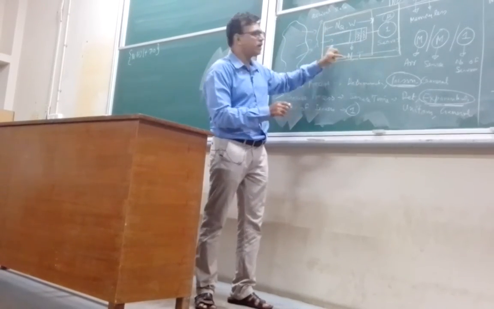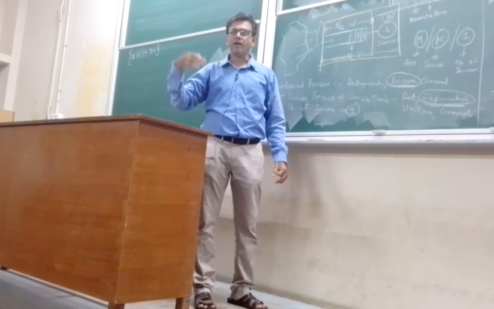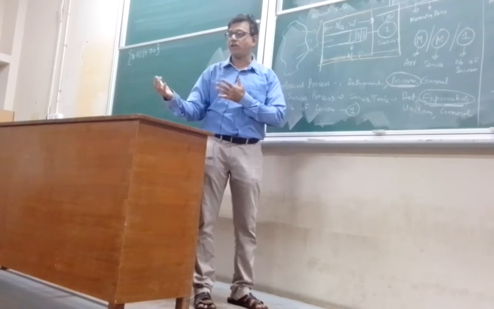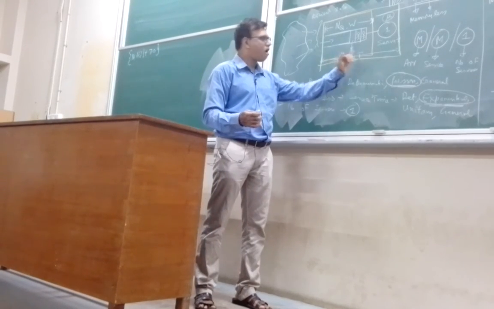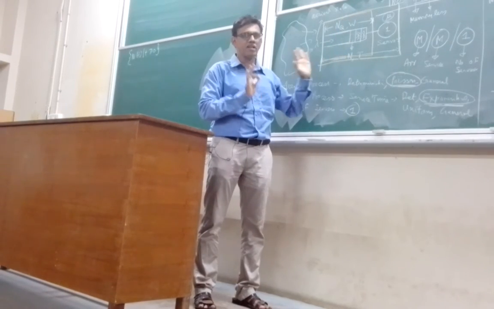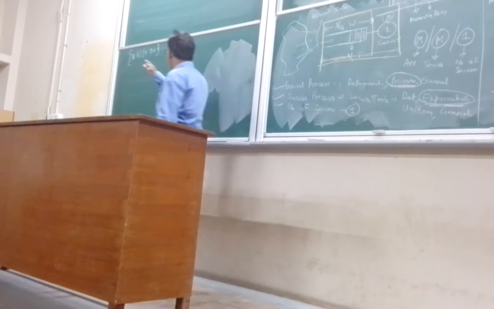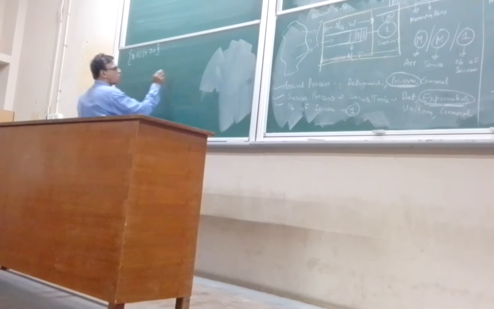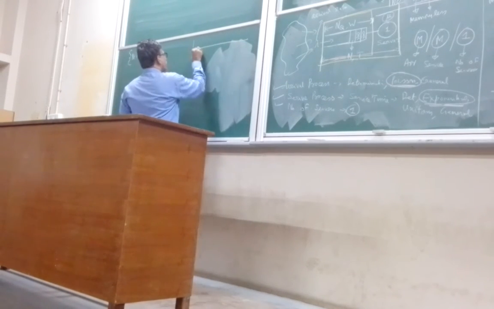So there are 4 quantities in any queuing derivation we are interested in. If you know one, all the others can be found out by using Little's theorem. So getting one is the first thing. For that we are using this. So what is N of t? It is the number of customers.